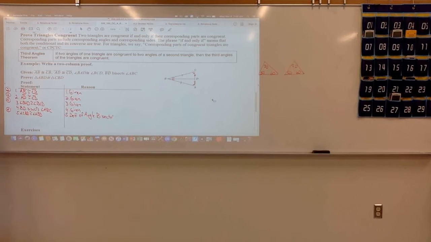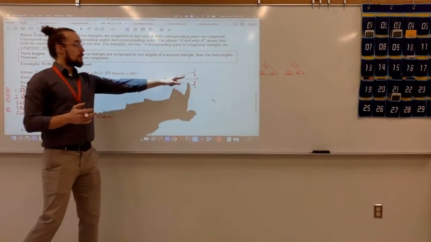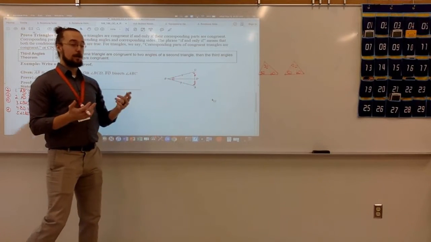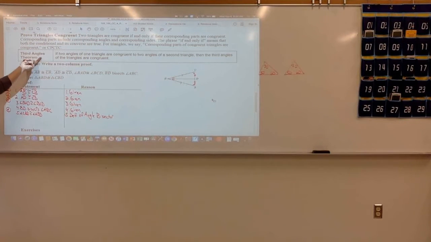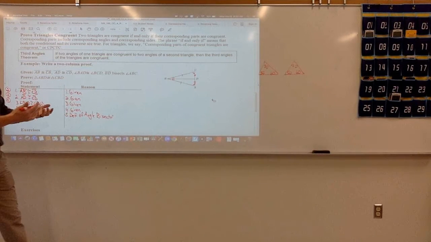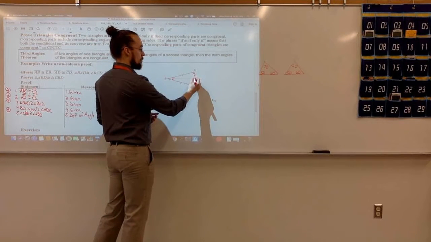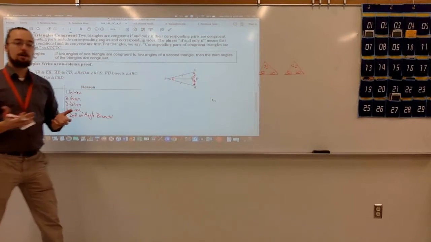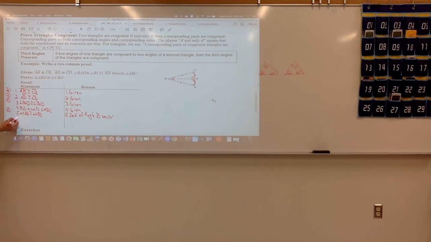Yeah. So we've already shown two pairs of angles are congruent. So now I can say the last pair of angles is congruent by the third angles theorem. Once I show two pairs of angles congruent, then the third pair has to be congruent by the third angles theorem. So I'll put 3 arcs in there on the diagram to show that those are congruent.